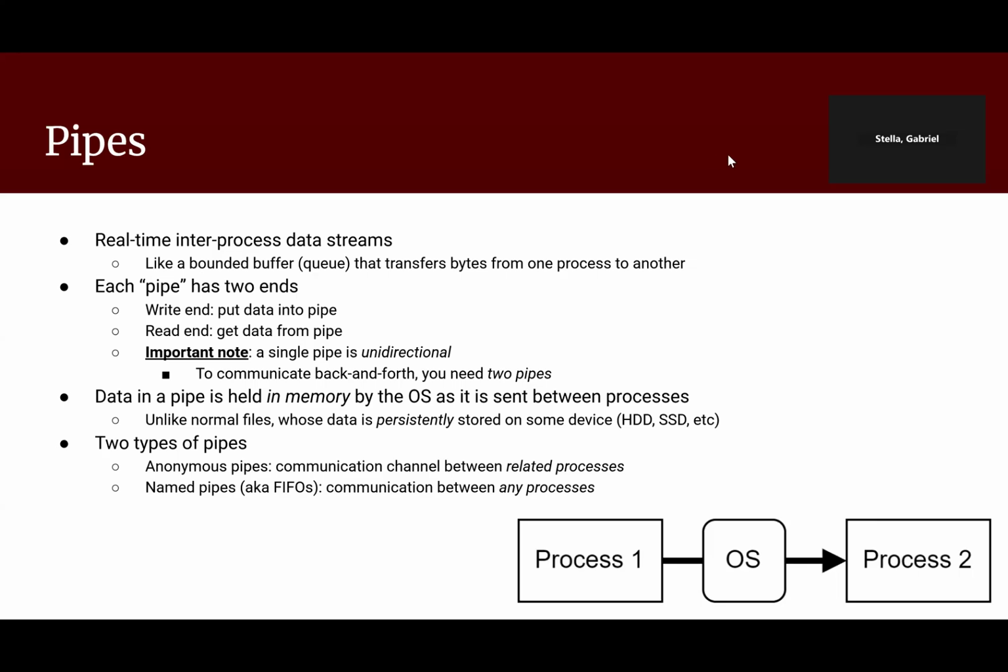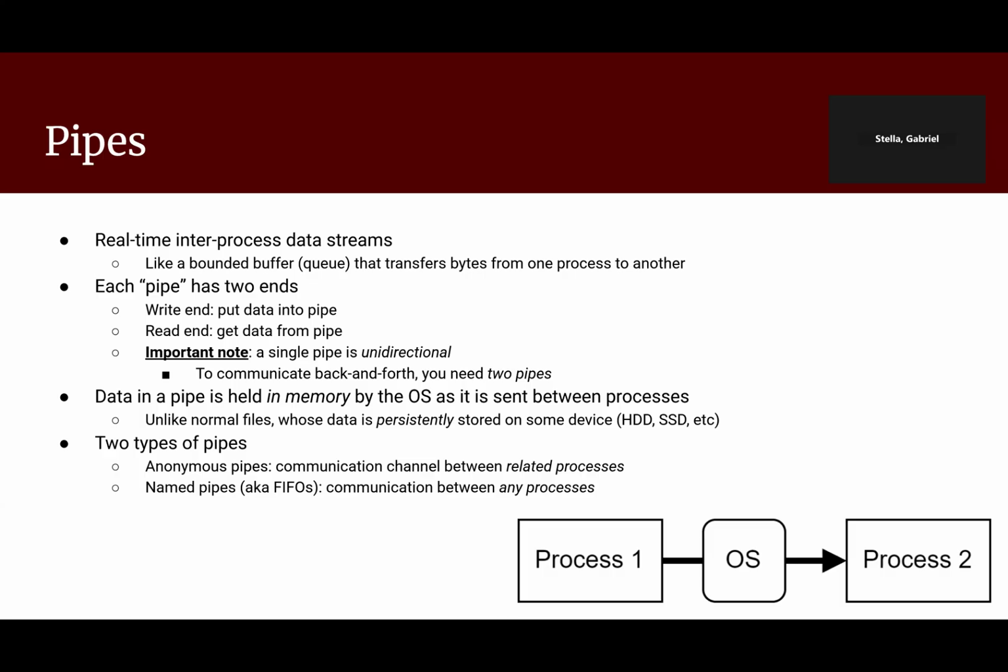Okay, so what is a pipe? In general, a pipe is a type of real-time inter-process data stream. So basically, it's like a big queue of bytes that's sent from one process to another. Each pipe, of course, has two ends. One end writes data into the pipe, the other end reads data out.